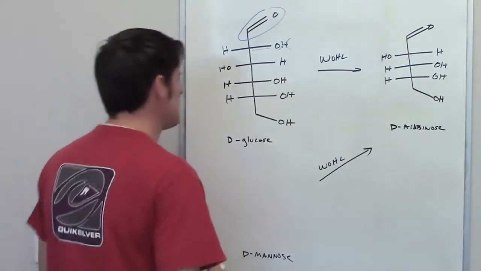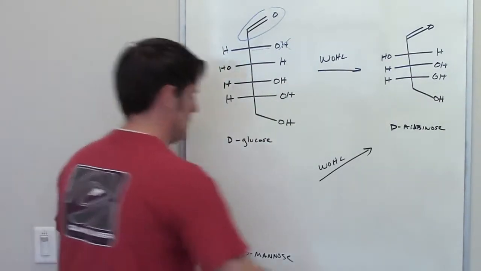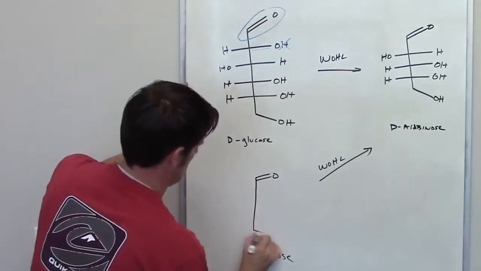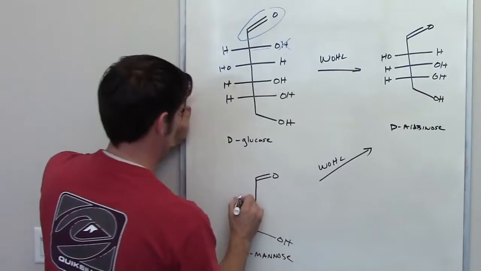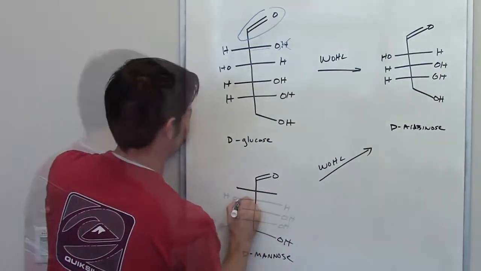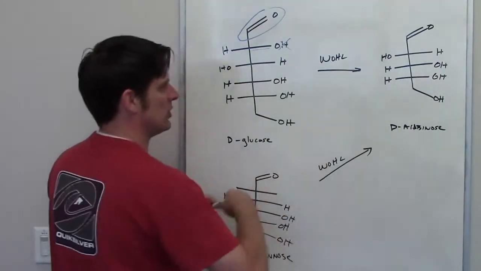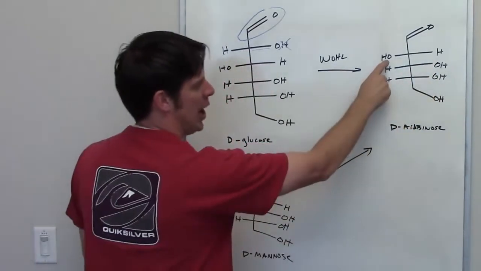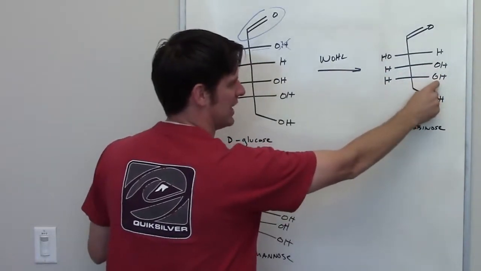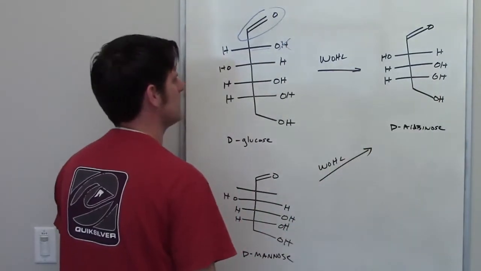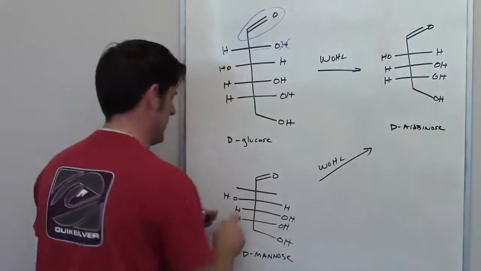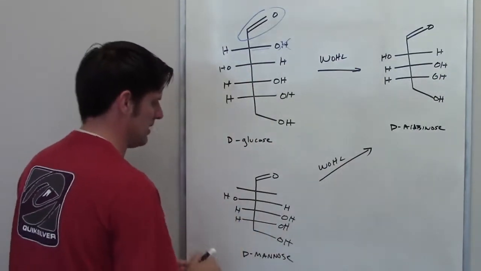What does that mean D-mannose looks like? Well, D-mannose must have some kind of aldehyde group up here, and then it's got an OH down there, and I haven't left myself enough room here. As you look at D-arabinose, you'll notice that the three bonds right here have an HO on the left, and then an OH and an OH on the right. So I've got that in my D-mannose.